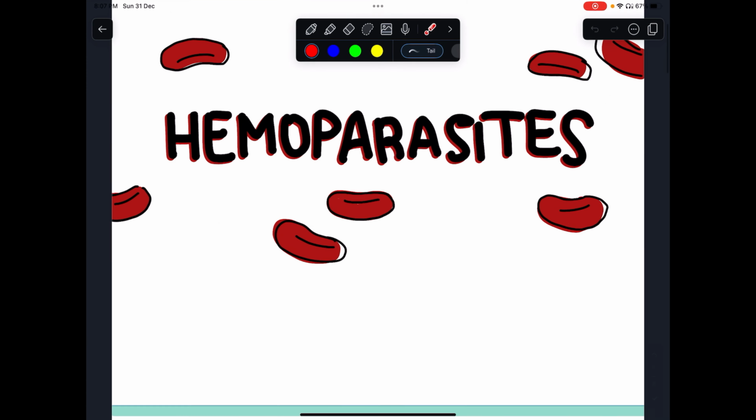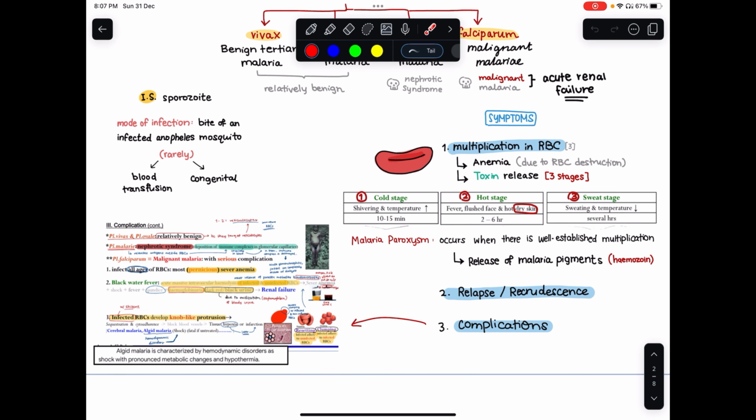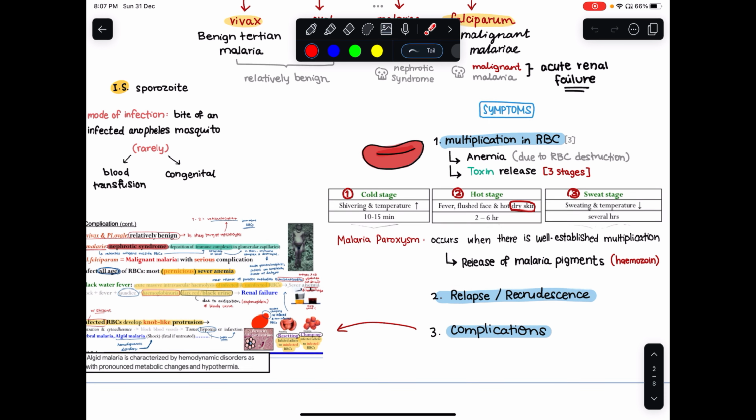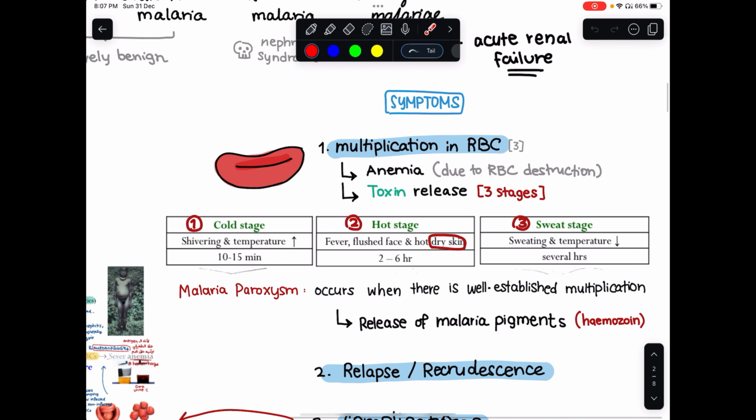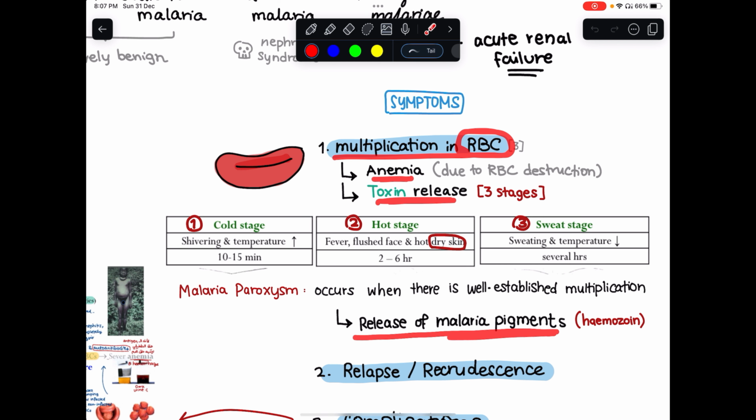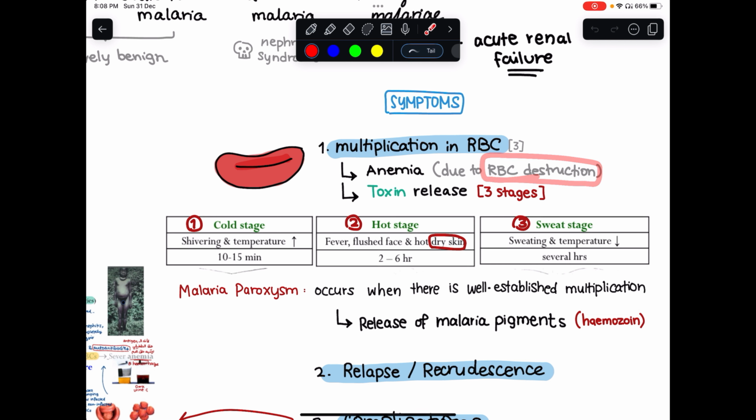So going back here, which is not that different from the slides. So here's our clinical presentation. When multiplication occurs in the RBCs, we'll have anemia, toxin release, and release of malaria pigments, such as hemozoin. So first, anemia. Why anemia? I think it's a bit obvious. You can imagine why. And toxin release.